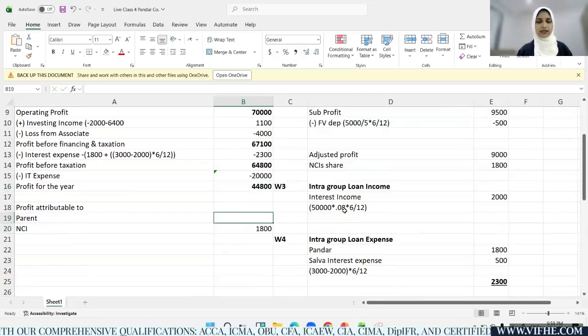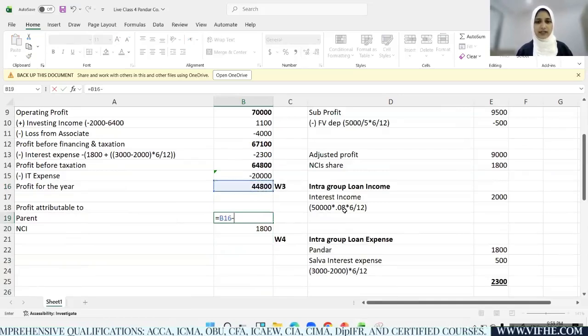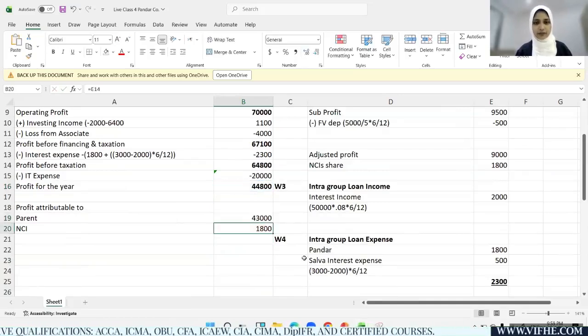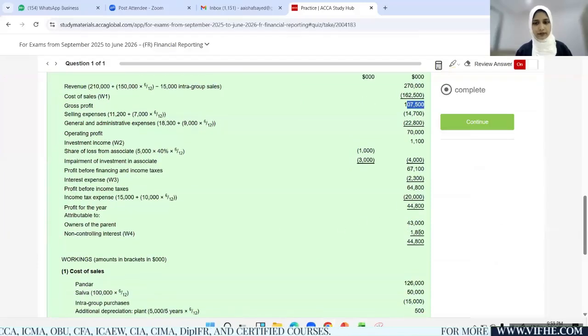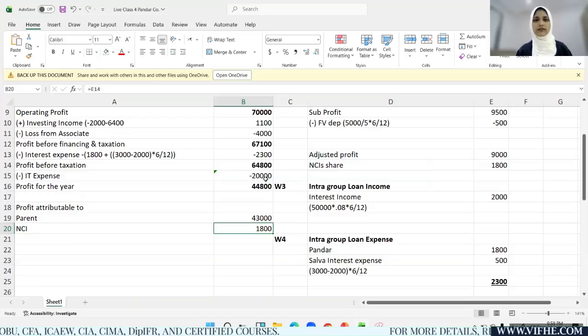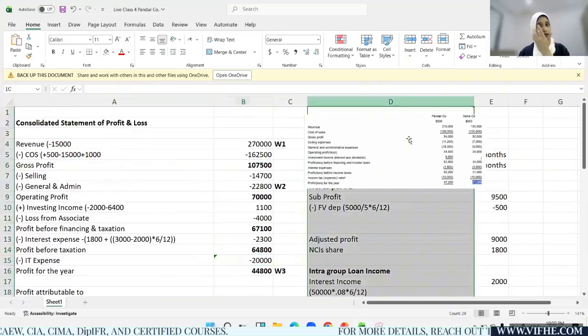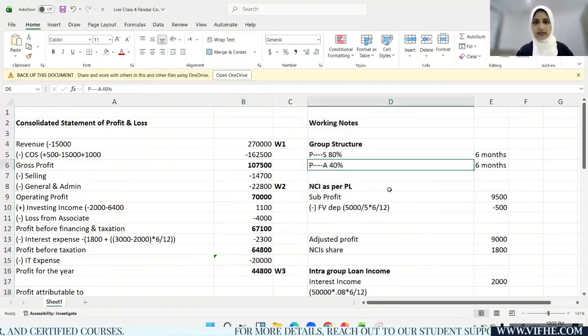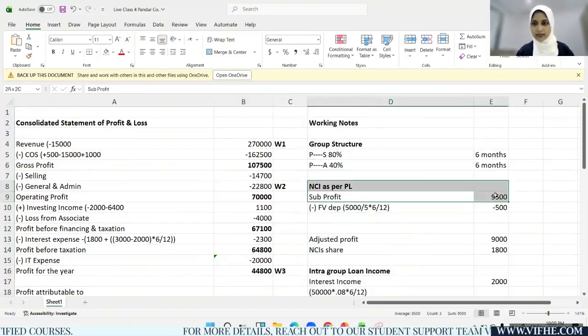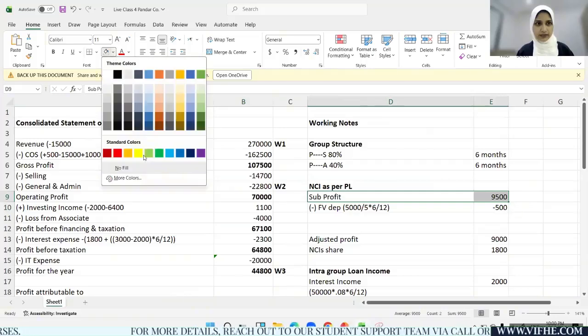You take the parents' share. So remove NCI's share to get the parents' share of 43,000. Okay. We can see if there's any error. It's absolutely correct. 43,1,800. So you have the answer. So what I'll do, guys, is I'll share this sheet with you all in the class so you all can practice this. Two important things to practice is this sub profit, why it's 9,500.